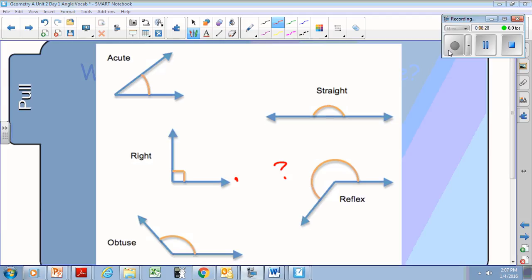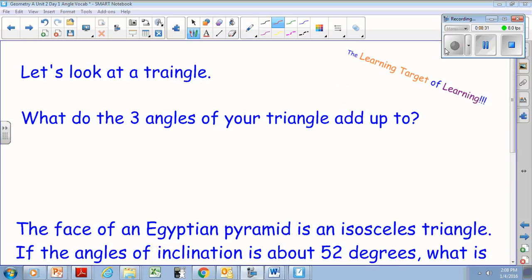We ready for the next one? Guess the number. There are some famous numbers to guess in geometry. I'm going to tell you what they are in just a moment after you write down your guess. What do the three angles of your triangle add up to?